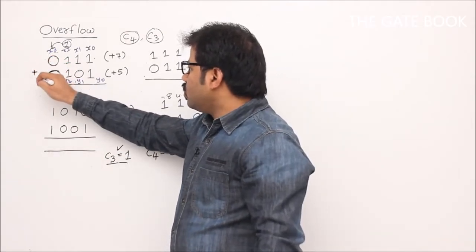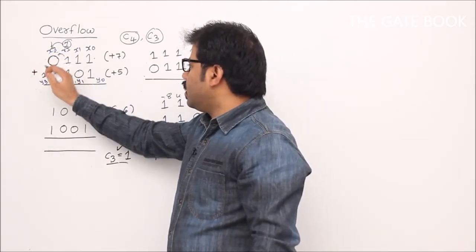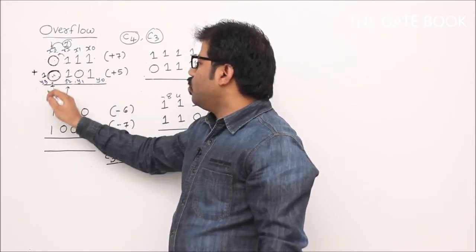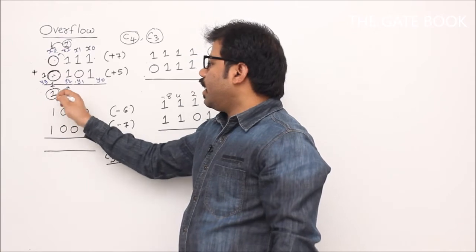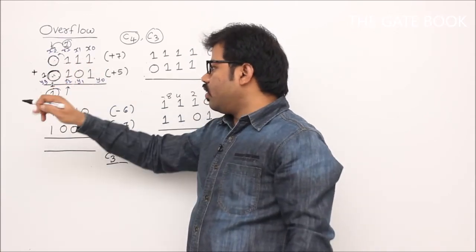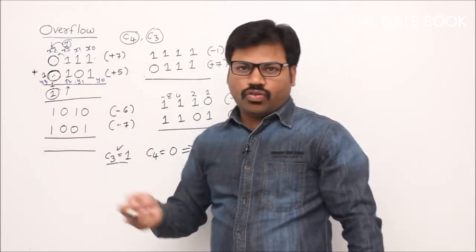So these two are zeros. Now the carry coming from here, which is C3, correct? I'm writing here: 1 plus 0 plus 0, 1. So here you get a negative number. Summation of two positive numbers giving a negative number means what? Definitely there is an overflow, correct?